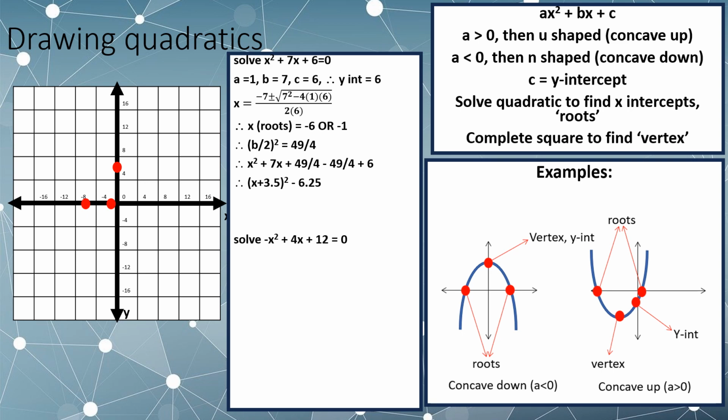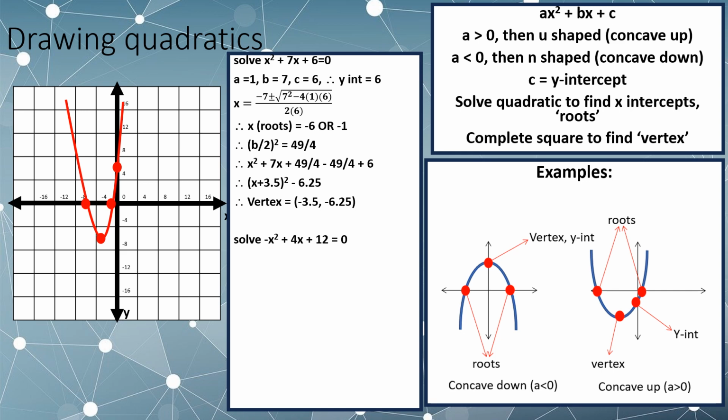This gives me my two terms for my vertex, the x term being within the brackets, so -3.5, and the y term being outside the brackets, in this case being -6.25. So that gives me 4 points of my quadratic. I can then use those points where I have my roots, -6 and -1, my vertex, and my y-intercept. With my a value being greater than 0, I know it's going to be curved up. So then I just need to draw a parabola, or the curve of the quadratic, through those dots, and I have sketched my quadratic. Let's look at a second example now.